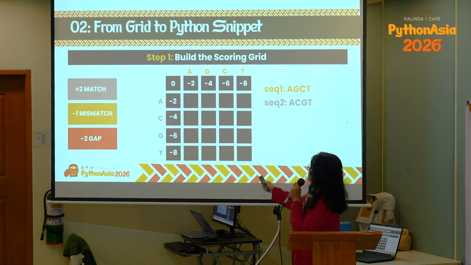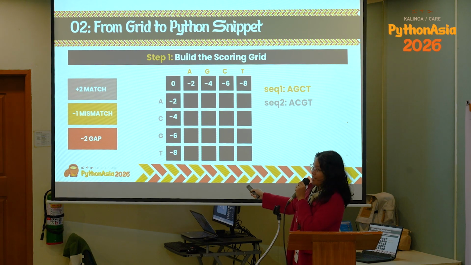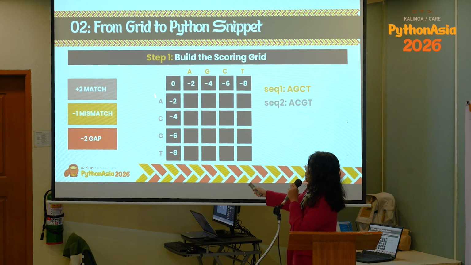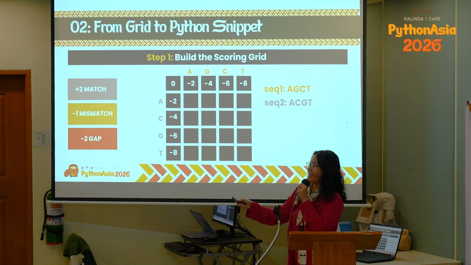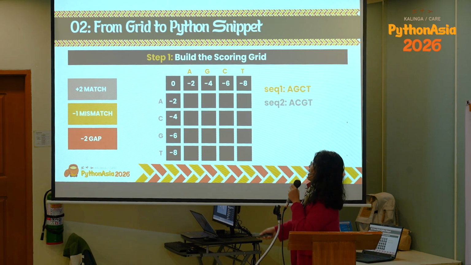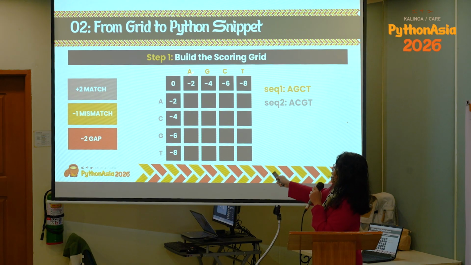The first step is to compare the first letter to the second letter, okay? So if they are the same letters, what are we going to get? A match, okay? If these two are a match, we're going to add the value given here to the diagonal cell. If they are not a match, we're going to add this value.